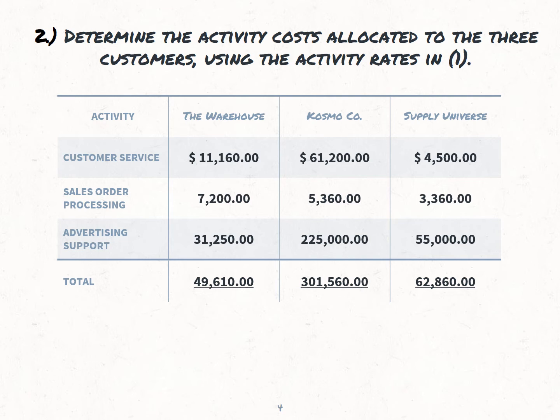And for advertising support, we have the number of ads placed. For The Warehouse, we have 25, Cosmo 180, Supply Universe 44, with a total of 249, multiplied by the activity rate of $1,250 per ad, we have a total of $31,250 for Warehouse, $225,000 for Cosmo, and $55,000 for Supply Universe. The total activity cost for each customer are: for the Warehouse, $49,610, Cosmo $301,560, and then Supply Universe $62,860.